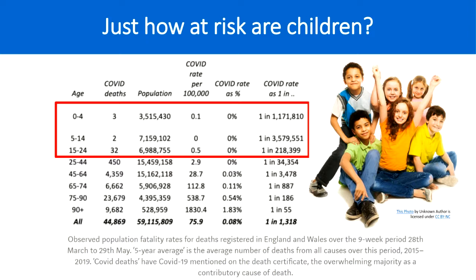But as they age and they become teenagers and young adults, then their risk starts to rise. And by the time you're an elderly person, the risk of death, if you're over the age of 90, is 1 in 55. Okay, so the risk to children, pretty low.